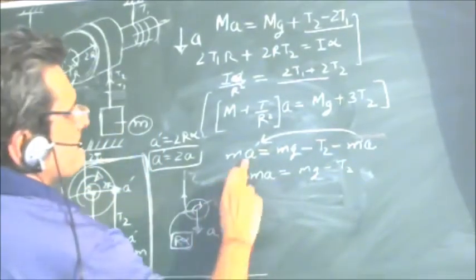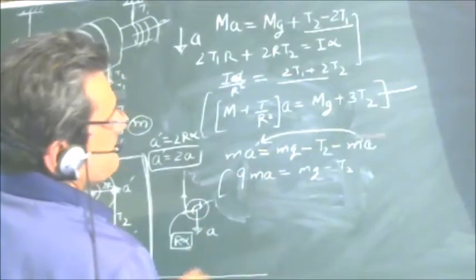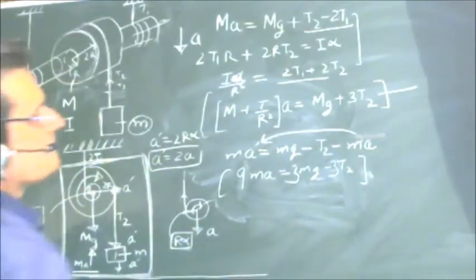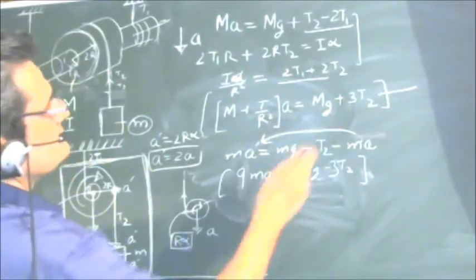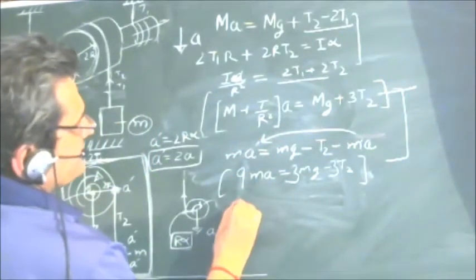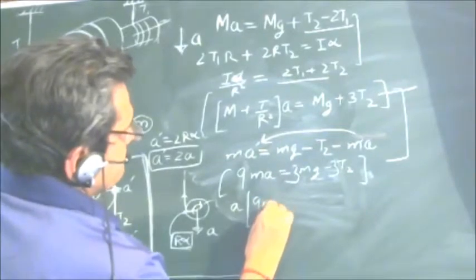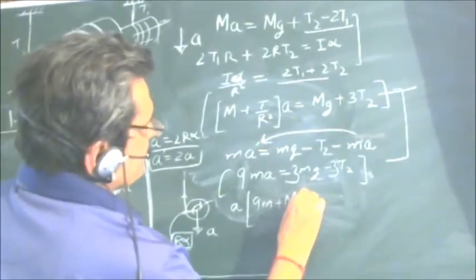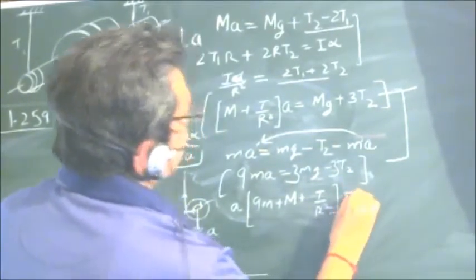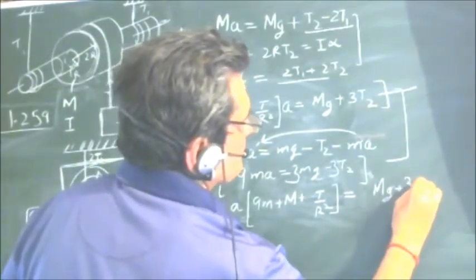Multiply this by 3 so that you can use these two equations then. This becomes 9, this becomes 3, this becomes 3T2. And this is small m, this is capital M. Now let us add these two equations. When we add these two equations, it comes to a. We can take common 9m plus capital M plus I upon R squared, is equal to Mg plus small mg times 3.